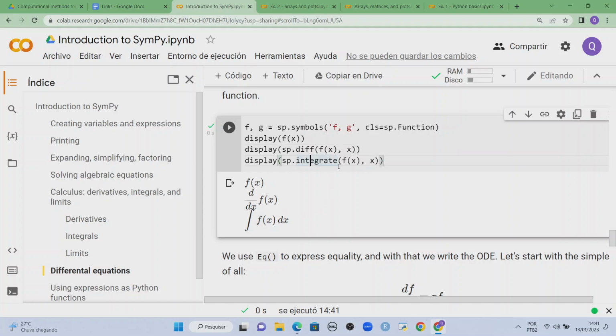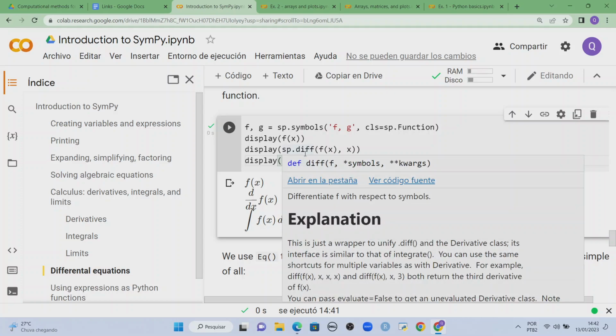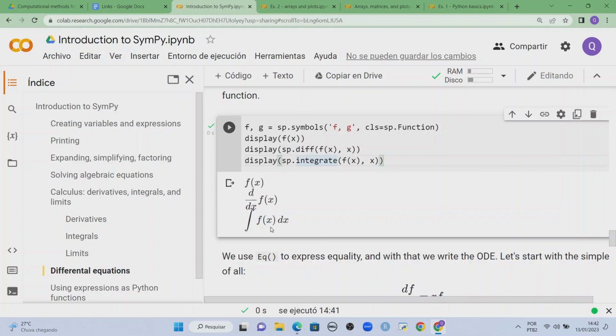I can calculate the integral of f of x with respect to x, right? So this gives me the integral of f of x dx, okay? And this is in this form because we don't know what f is. We don't know which function it is. So I cannot really perform this derivative or this integral without knowing what f is. So I just have the expression like this, okay? Clear? So f then is an unknown function, okay?